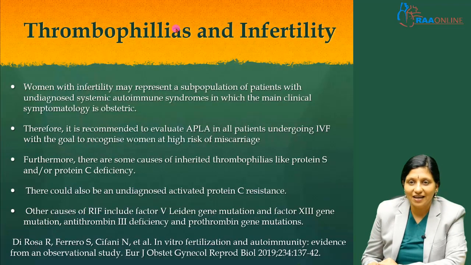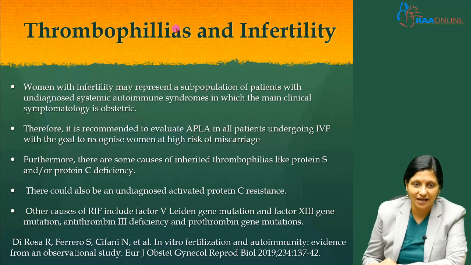Coming to thrombophilias and infertility, women with infertility may represent a subpopulation of patients with undiagnosed systemic autoimmune syndromes in which the main clinical symptomatology is obstetric. Therefore, it is recommended to evaluate antiphospholipid antibody syndrome in all patients undergoing IVF, with the goal to recognize women at high risk for miscarriage.